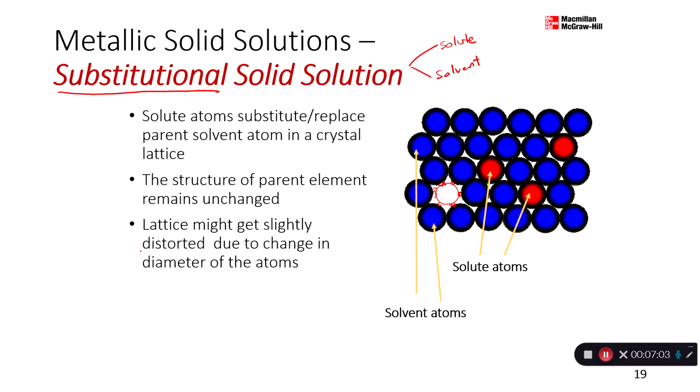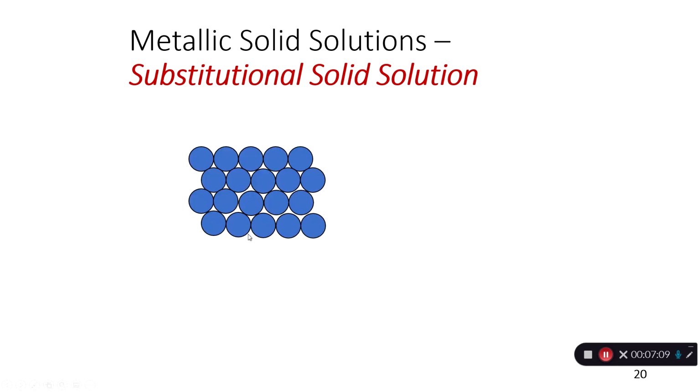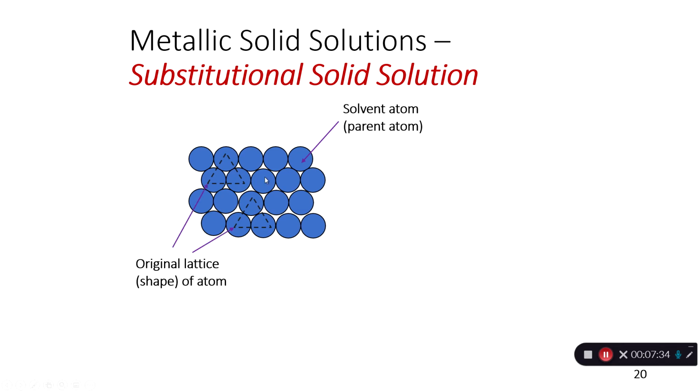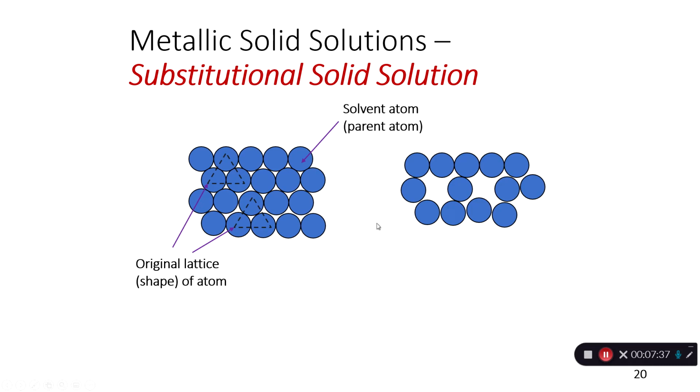might get slightly distorted. Okay, I'll show you this. Here we have all solvent atoms. The centers of the atoms are perfectly arranged. Of course, if you arrange marbles on a tabletop, you're going to get this as well. Very nice repetitive arrangement. Okay, so what if you have solute atoms present? See, it's smaller.